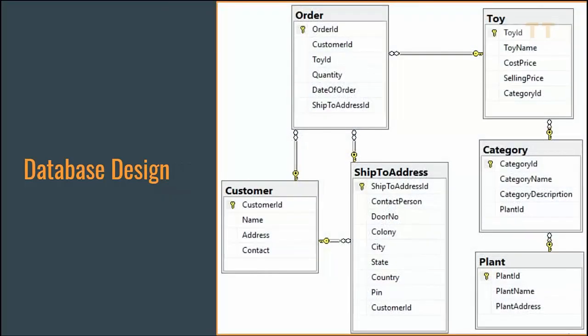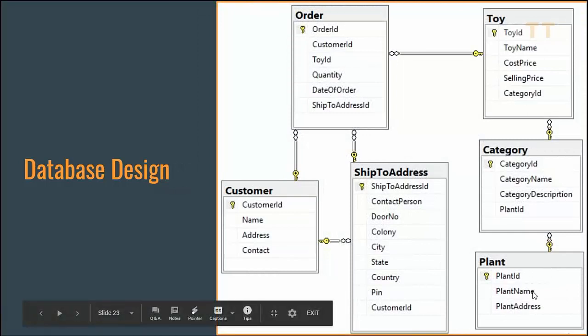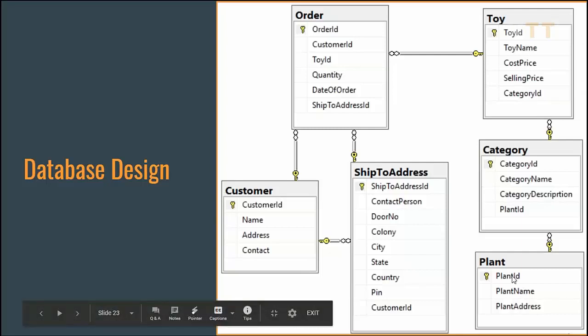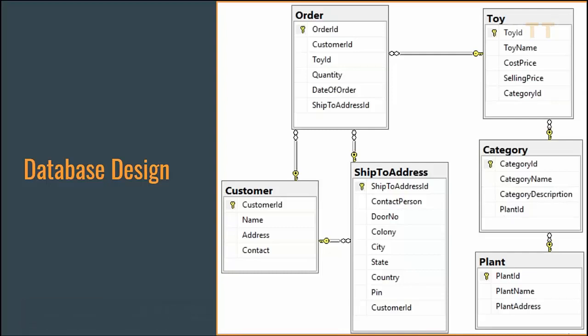Now you see this. You have a plant table: plant ID, plant name, plant address, manufacturing plants. Now, you have categories. One plant can have multiple categories, one to many relationship. So plant ID will become a foreign key here. One department can have multiple employees, same formula. So department ID becomes a foreign key in the employee table. The same way, plant ID will become a foreign key in the category table.